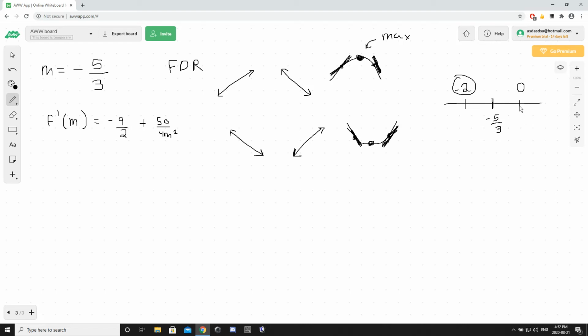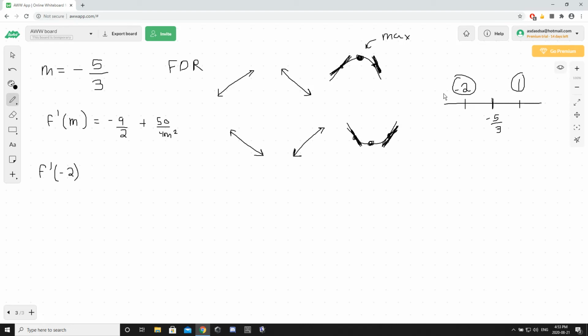Actually, no, let's not go with 0, because that's going to give us a headache because of dividing by 0 on this end here. Let's go with something like, I don't know, let's just go with 1. Okay, so 5 over 3 is bigger than 1, so that's good. All right, so let's evaluate this derivative function at those values. Okay, so negative 2.